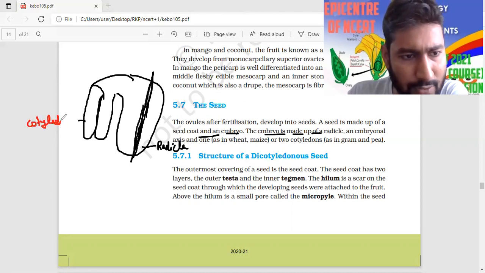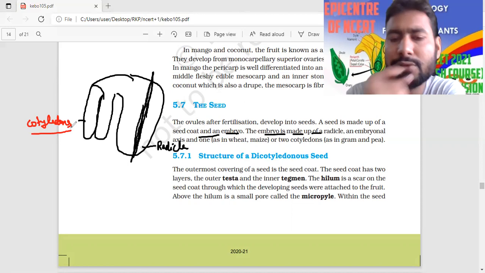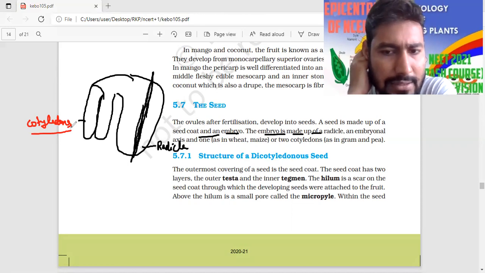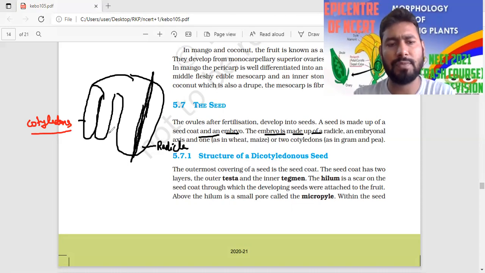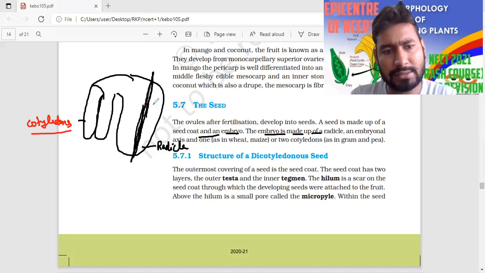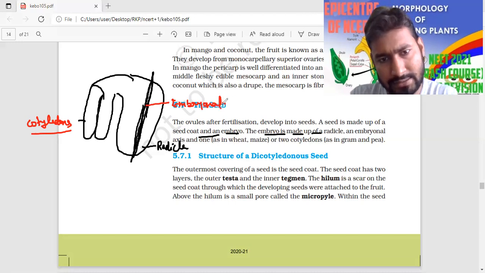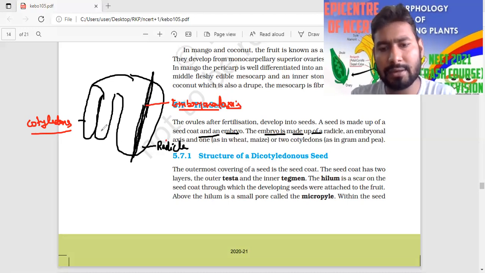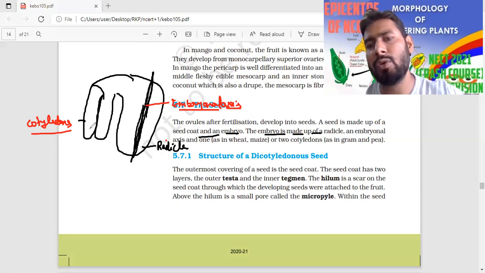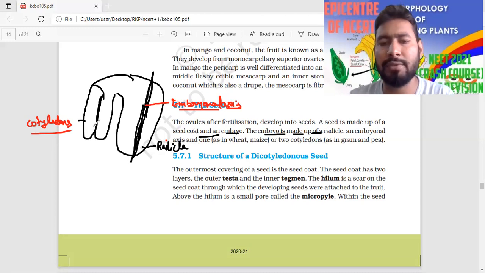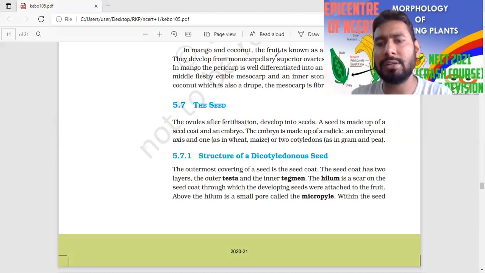Now I'm writing cotyledons. This is the dicot embryo, so two cotyledons here. The embryo is made up of the radicle, and this structure is known as the embryonal axis, and this is the radicle, and here the cotyledons. Cotyledons in monocots are single, like wheat and maize, and two cotyledons are found in gram. So this is the structure of the seed.